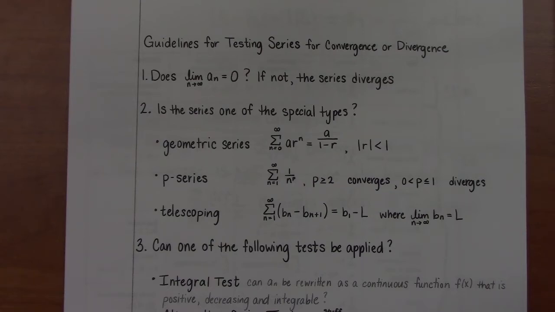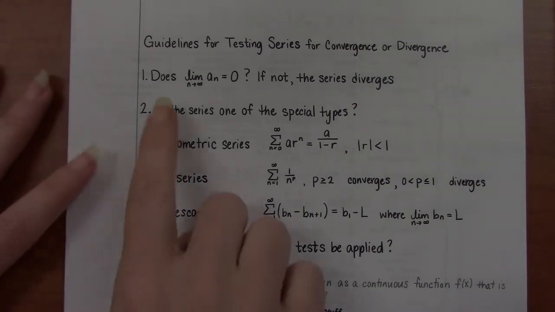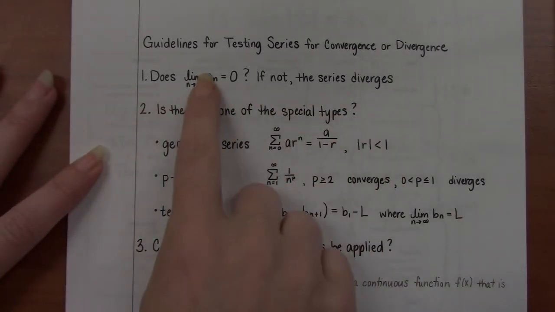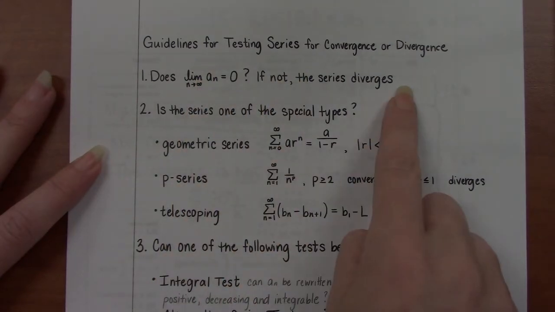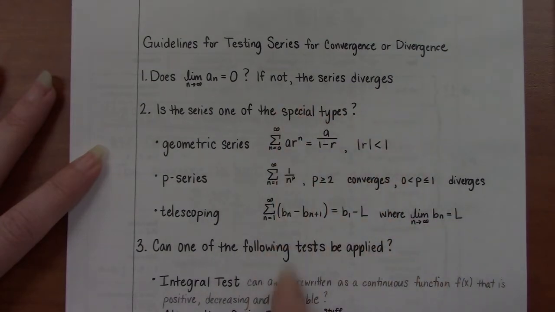Test for the obvious stuff up front, and then we work our way down to the harder tests, because there's no reason in doing the complicated stuff if we can eliminate the easy stuff first. So the first thing that it always asks you to verify is, does the original limit go to 0? If it doesn't, shut the whole thing down, you're done, okay? If it does go to 0, well then you still have to test for convergence. You have to keep going, right?